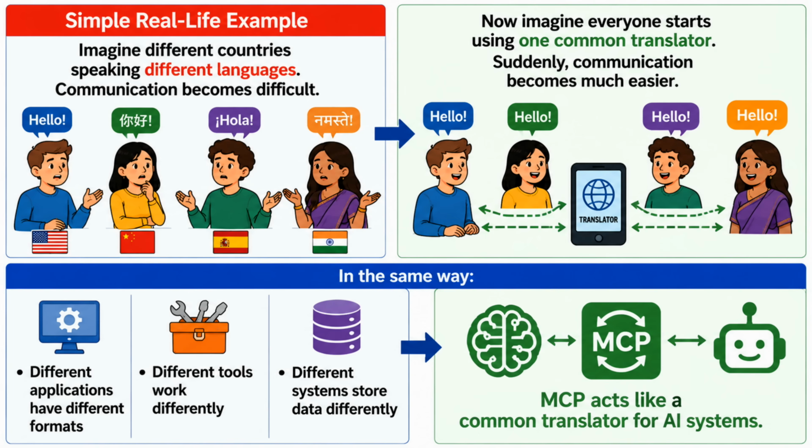Now we will see the real life example. Imagine different countries speaking different languages. Communication becomes difficult. Now imagine everyone starts using one common translator. Suddenly communication becomes much easier. MCP works in the same way. Different applications use different formats. Different tools work differently. Different systems store data differently. MCP acts like a common translator for AI systems.